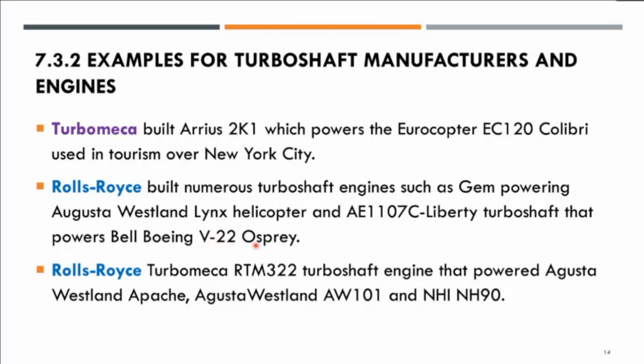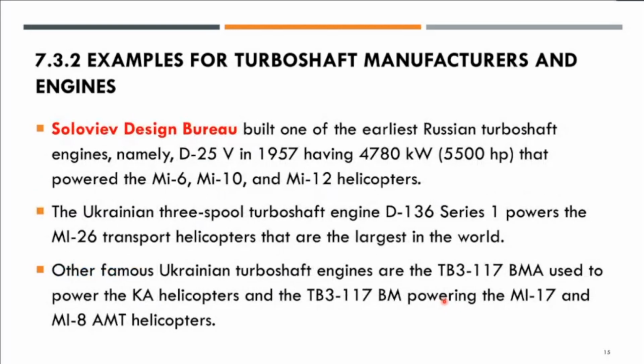This is the aircraft that can rotate for vertical takeoff, and it can also rotate to have forward speed. The Rolls-Royce Turbomeca RTM322 turboshaft engine powered the Augusta Westland Apache and the Augusta Westland AW101, as well as the NH90. All right, so next one, going into the Russian Federation.